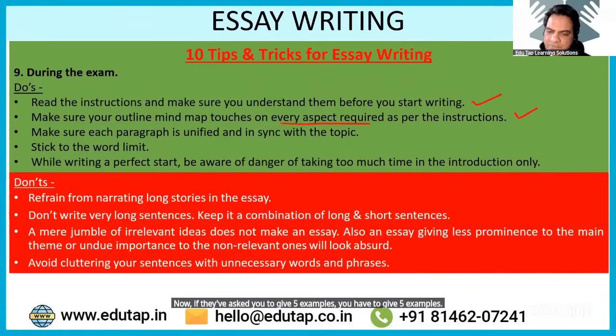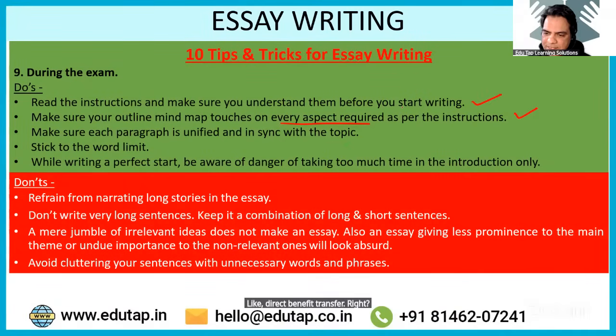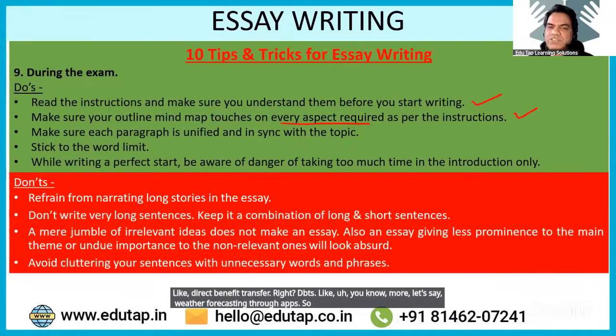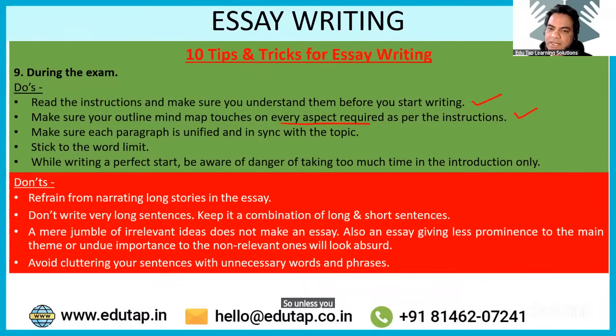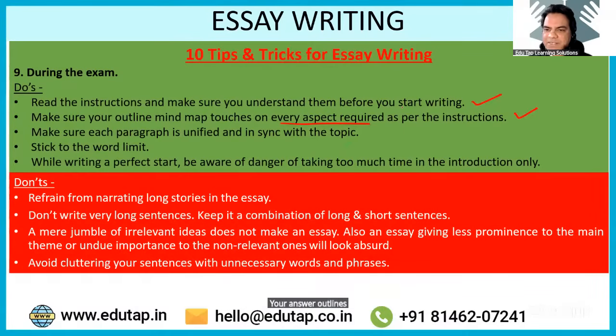Like drone didi, right? Like female entrepreneurship, right? You have to mention like self-help groups, SHGs, like direct benefit transfer, DBTs, like, let's say, weather forecasting through apps. So these are usages of technology for agriculture. So unless you know this and you know the requirement, you'll not be able to execute it. So make sure your answer outlines everything that is required for the question.